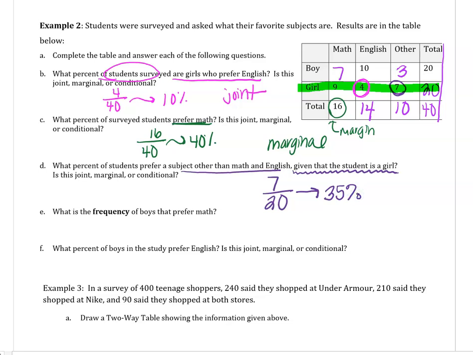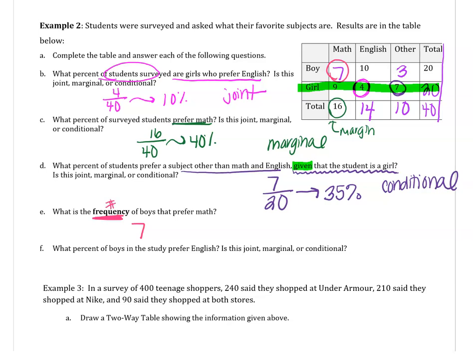Now, since we're only looking at part of the table, not the whole table, and we got that keyword of given there to tell us that, that means this is a conditional probability. What is the frequency of boys that prefer math? Okay, so boys preferring math would be 7 of them. A lot of people like to write 7 out of 40 there. Careful, it's not asking for probability, it's just saying, hey, how many? So that's where it's just a number. Okay, how many do you have? There's 7 boys that prefer math.